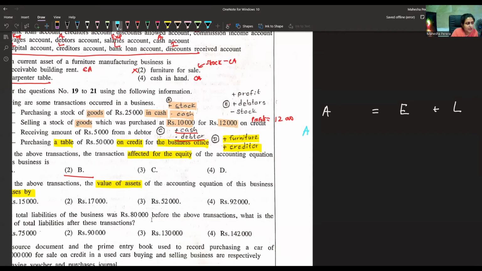A's impacts are by 25,000, write stock as the heading. Just write with me. Stock value increases by 25,000 rupees, and cash value goes down by 25,000 rupees. These are the impacts.